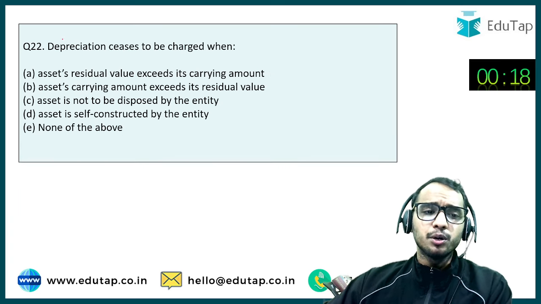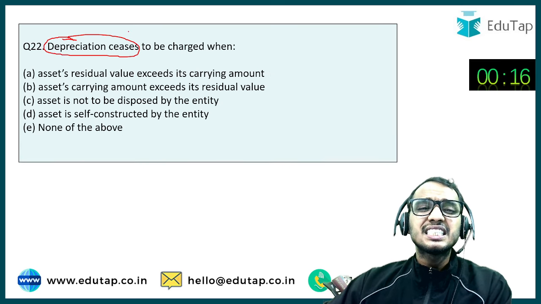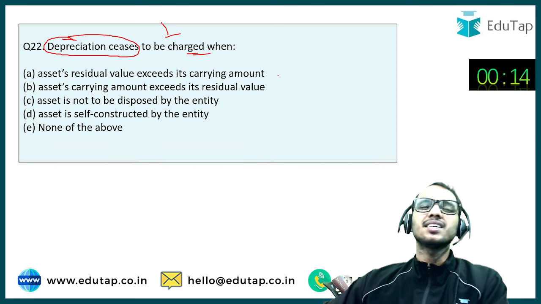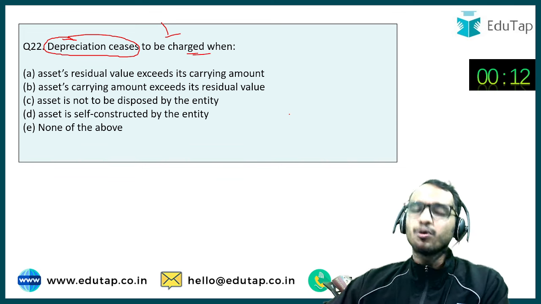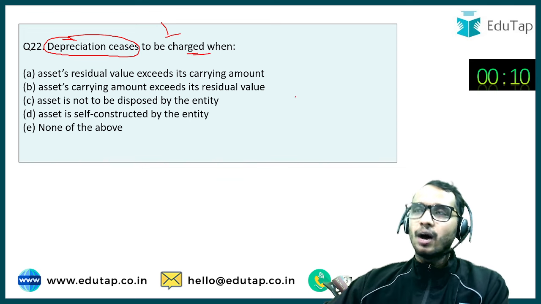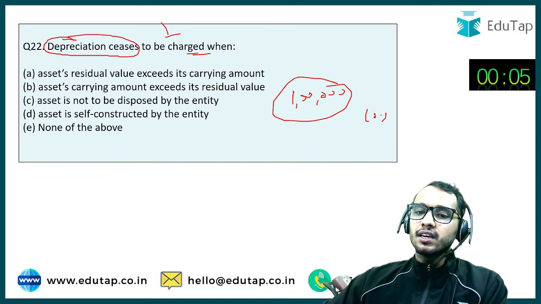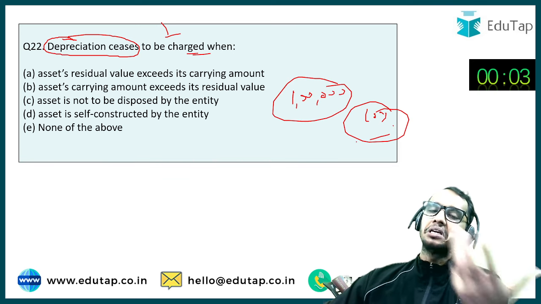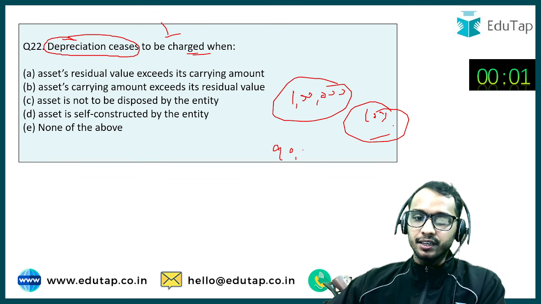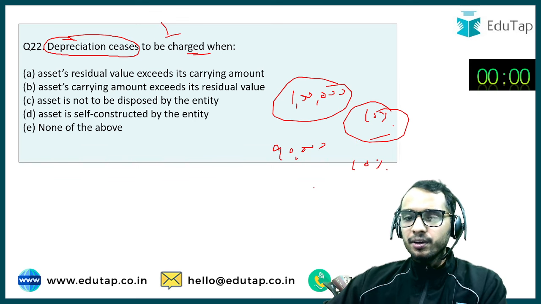Question number 22. Depreciation ceases to be charged when? See what happens. What is depreciation? First of all, understand this. You have value of your PPE as 1 lakh rupees. After 1 year, suppose it is going to be decreased by 10% of rate. So now it will be 90,000. Again, it will be decreased by 10%.